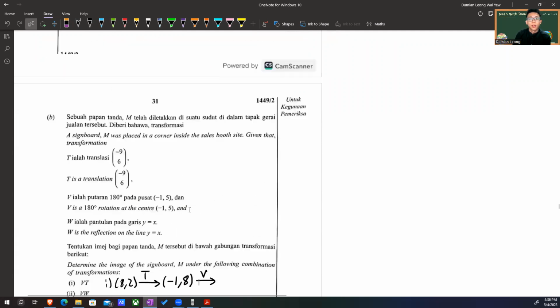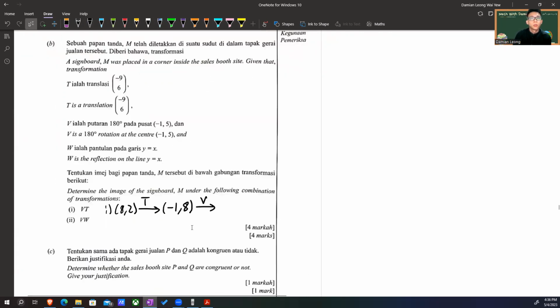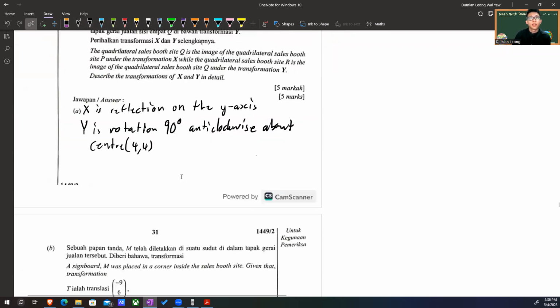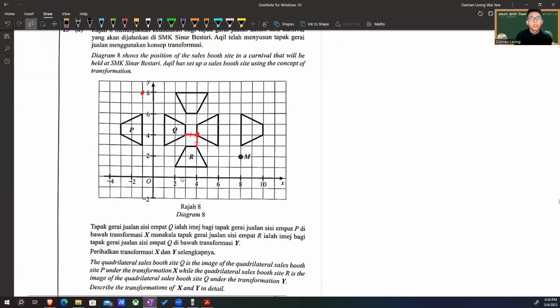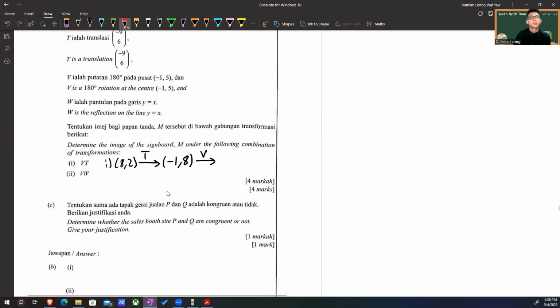So -1, 8 is here. Rotation center -1, 5 is here. So rotate this 180 degrees, it will go downwards. So it ends up here, which is -1, 2.